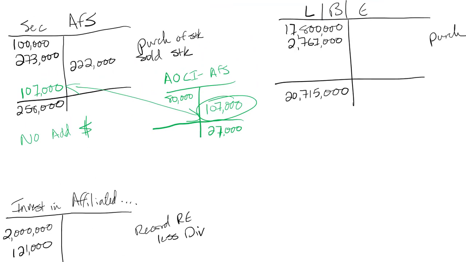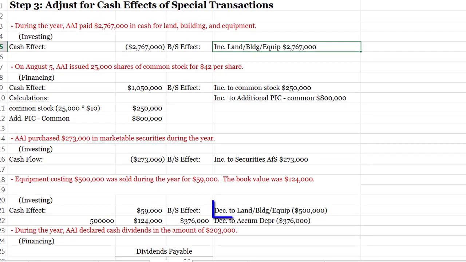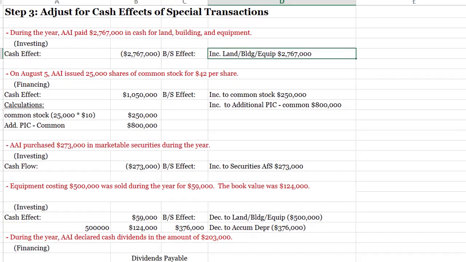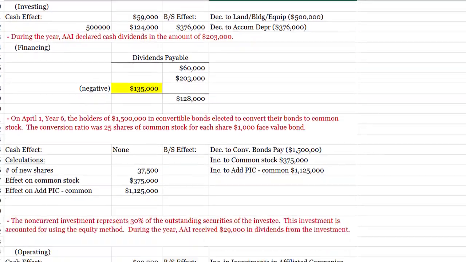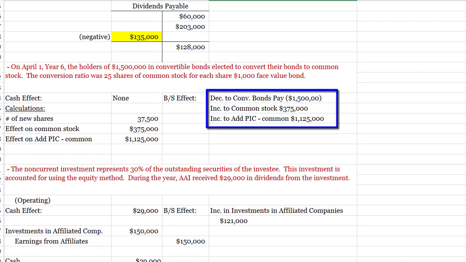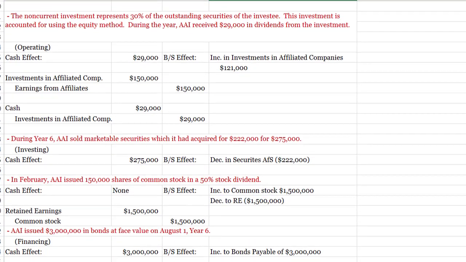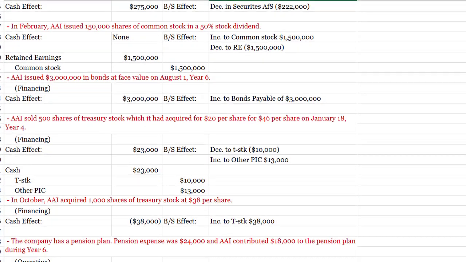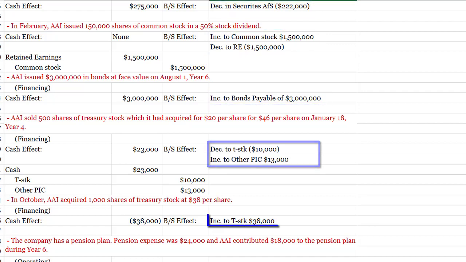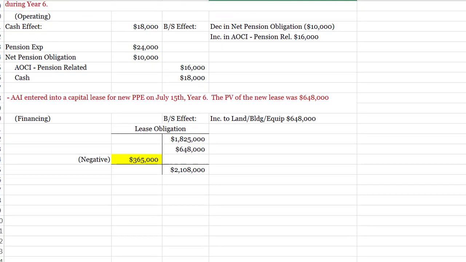Make these notes to myself so that, again, if I miss anything, I can go back and find it. Let's see. Oh, there's a decrease for $500,000, so that would be a credit. This is the sale. And that's all in this set. Let me scroll down. See dividends payable, bonds payable, common stock, additional paid in capital, investment in affiliated companies, nothing there. Securities available for sale, common stock, retained earnings, bonds payable, treasury stock, no, treasury stock again. I don't see anything here.